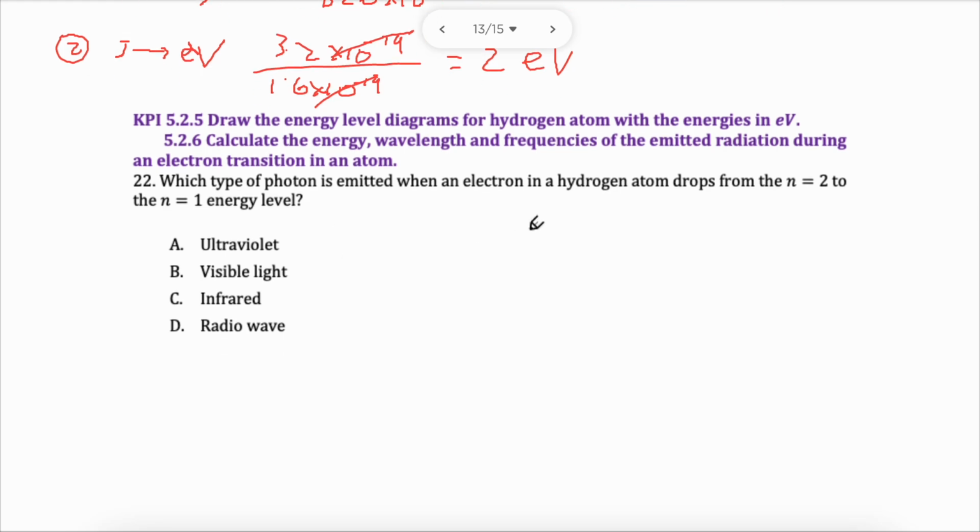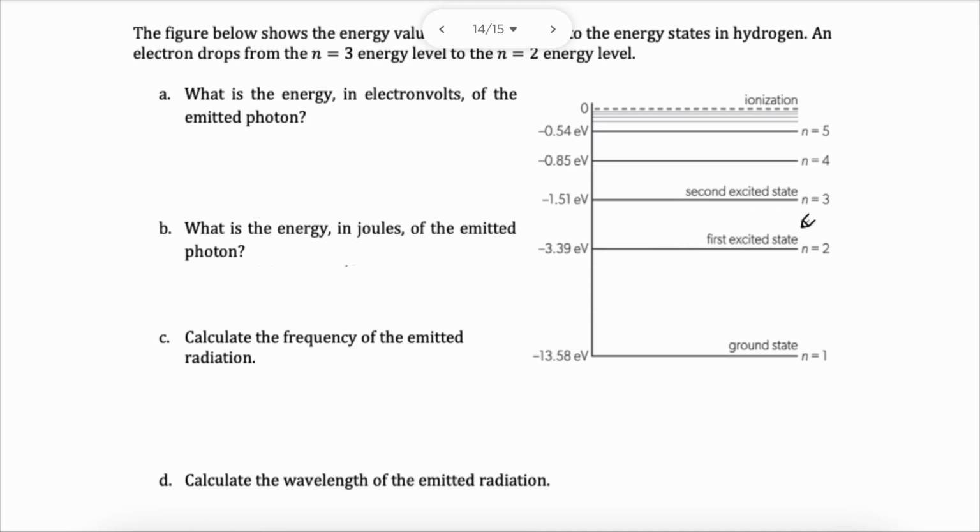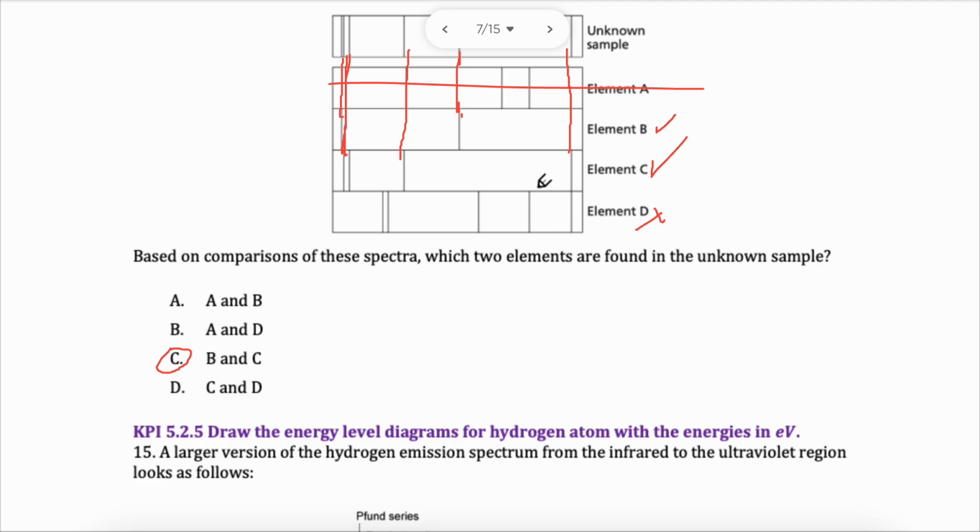Which type of photon is emitted when an electron in a hydrogen atom drops from n=2 to n=1? Where it comes from doesn't matter. It's where it ends at. This is important. You need to know a few things. These are the different energy levels, and there are different series and different things associated with the series. Actually, what we can do is jump back to a previous page where we solved some of this. I'll quickly show you the relationship right here.